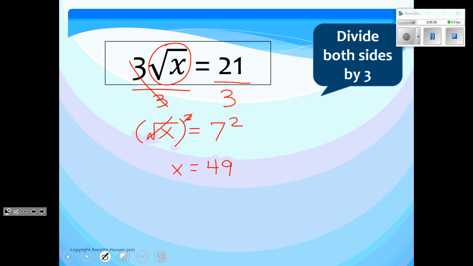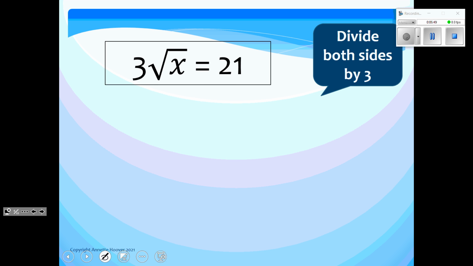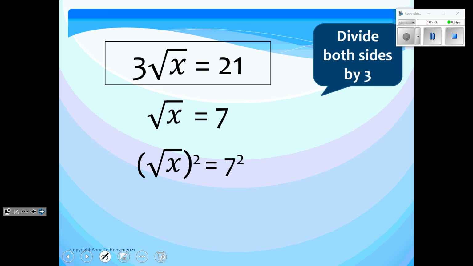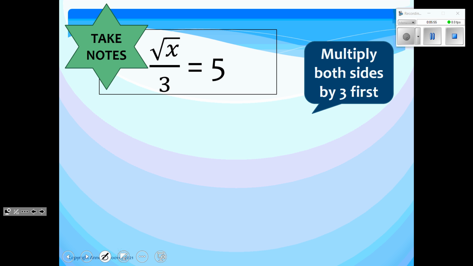So let's check it up here. x is equal to 49. So 3 times the square root of 49 would be 3 times 7, and that is 21. So it checks. So in review, we divided by 3, squared both sides, got 49.